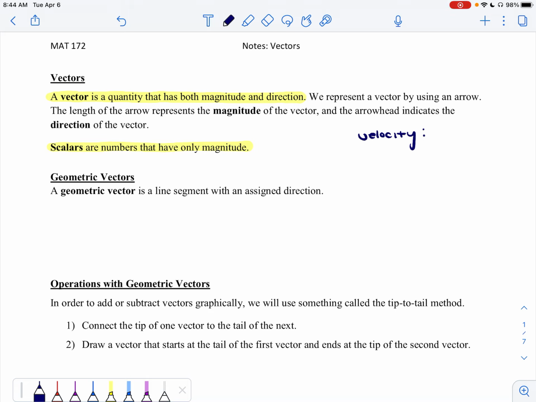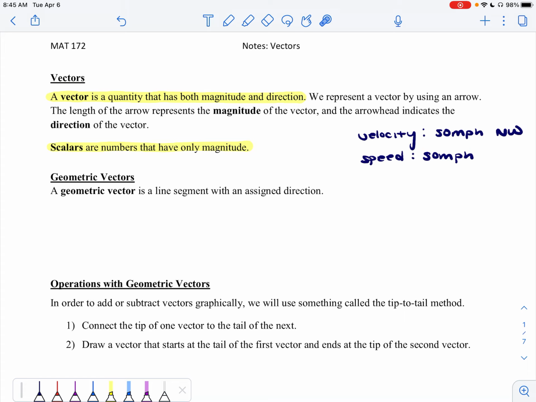Velocity would be, say, if I look at my speedometer and I see that I'm traveling 50 miles per hour, and then I look at my compass and I see that I'm going in the direction of northwest. So this has both magnitude as well as direction, so that is a vector. Compared to speed, which is just saying I look down at my speedometer and see that I'm traveling at 50 miles per hour. That has only magnitude, so that is a scalar.